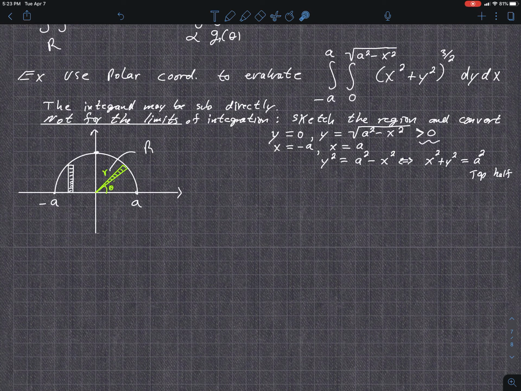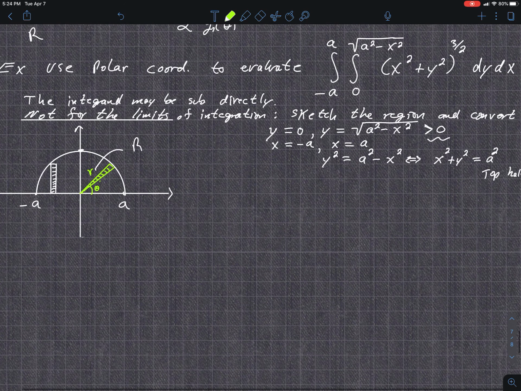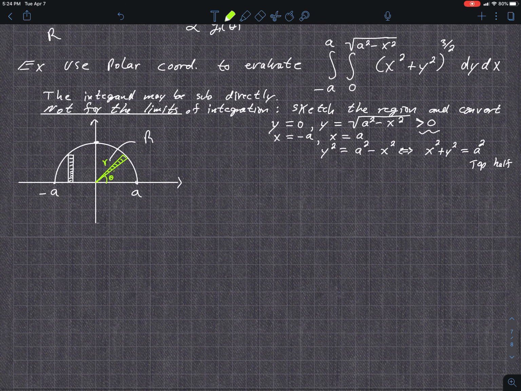So the radius R, that is 0 to a. So you're going to integrate from 0 to a, and then what is your theta going to be? Your theta is going to be from 0 all the way to pi. So 0 to pi is what's sweeping out around that. We were just converting this, so we're not changing anything. Now the integrand, you can substitute directly for your r. So x squared plus y squared is r squared, so you can just substitute that directly in. That's what we'll do.